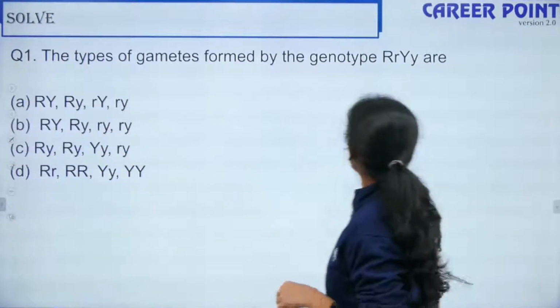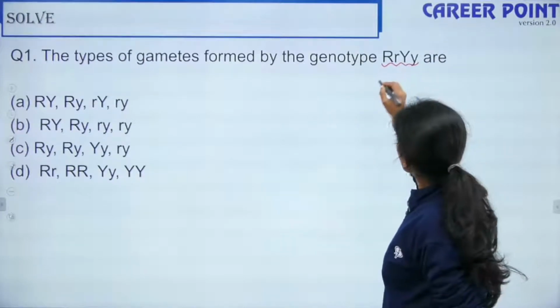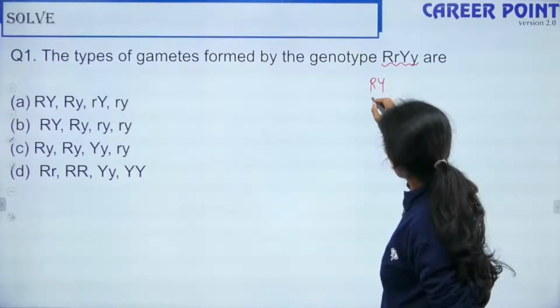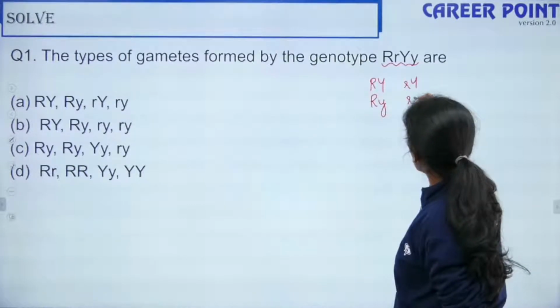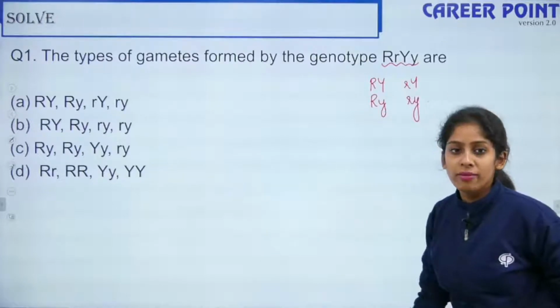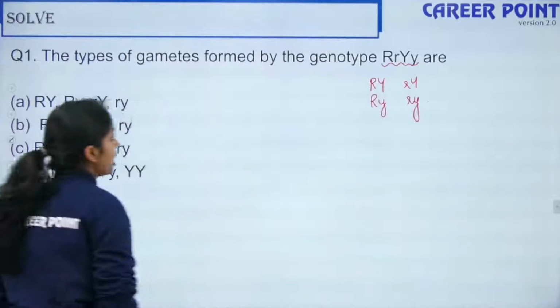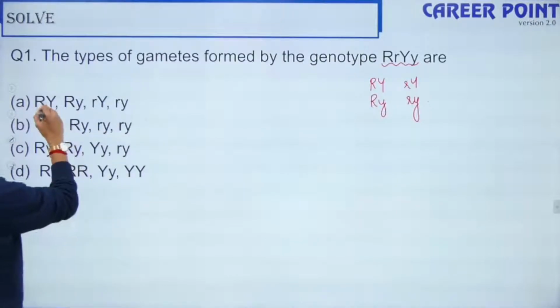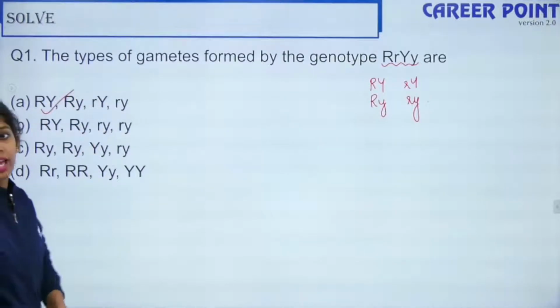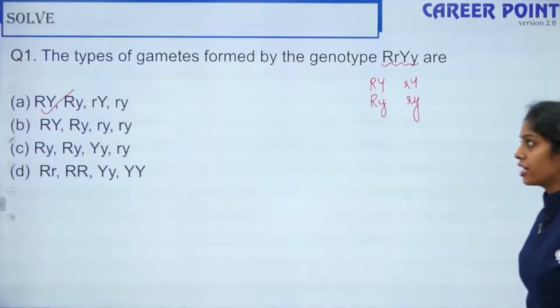Here we have RrYy. How do you find the gametes? Capital R capital Y, capital R small y, small r capital Y, small r small y. So there are 4 gametes that are formed. Now, which among the following is matching exactly? Capital R capital Y, capital R small y, small r capital Y, small r small y. This is absolutely matching, so option A is the answer. If you have solved the question, option 1 would have been your answer.